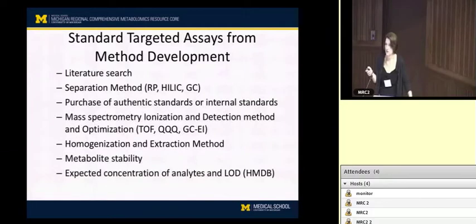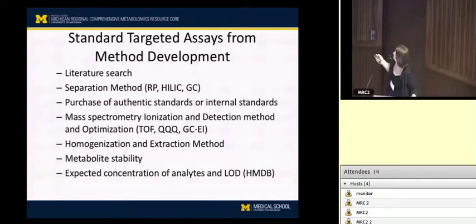You can ask for a custom synthesis from a number of different manufacturers. It tends to be very expensive, $3,000 to $10,000 in that range. So if we can't get an authentic standard, then we have to decide what to do next. But we would always try to get an authentic standard if possible.